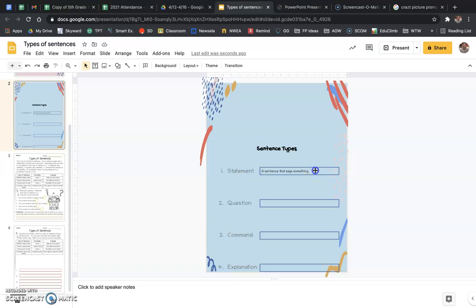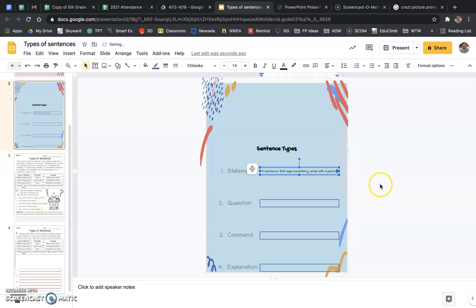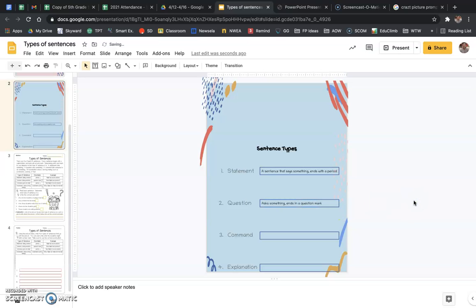Now, the biggest thing about a statement is it ends with a period. So a statement always ends with a period at the end. Next one is a question. Easy. A question, of course, asks something, and that ends in a question mark. So a question is when we're asking about something, ends in a question mark, of course.